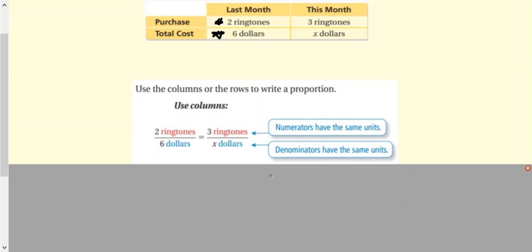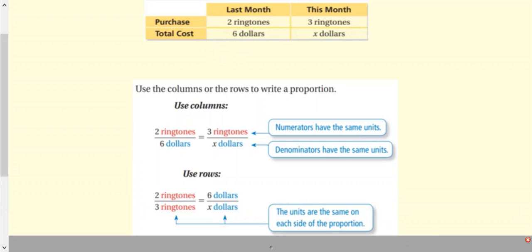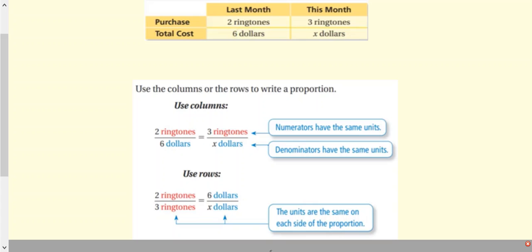We can also do it using the rows, and we would get the same outcome. We can create a fraction saying 2 ringtones to 3 ringtones is equal to $6 to the unknown amount of money. Either one of these ways works.